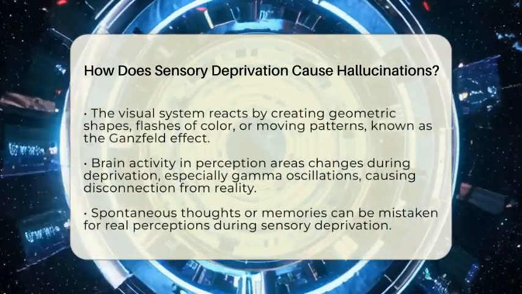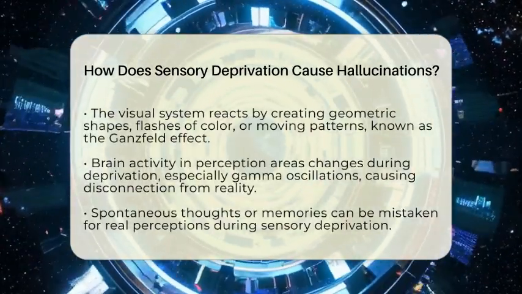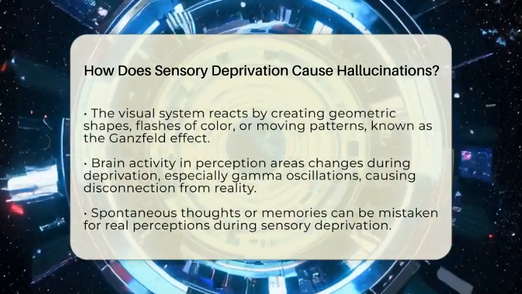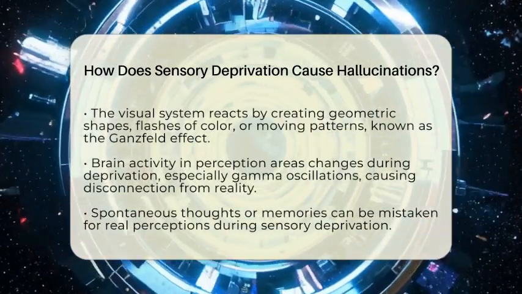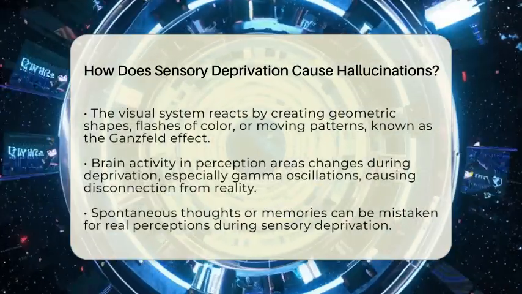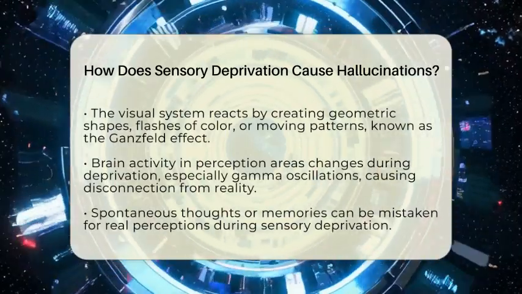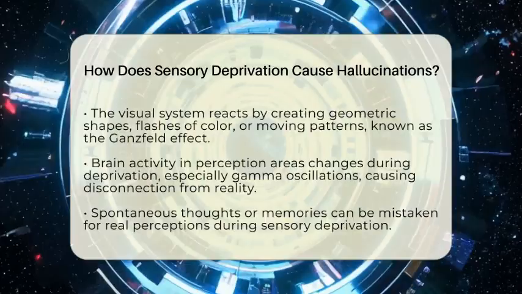In the visual system, when your eyes see only a uniform color or darkness, your brain stops responding to that steady input. Instead, it starts to produce geometric shapes, flashes of color, or moving patterns. This is called the Ganzfeld effect. It shows how your brain tries to make sense of the lack of visual information by creating its own images.